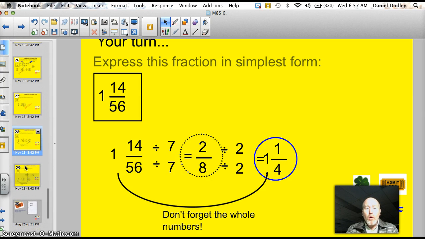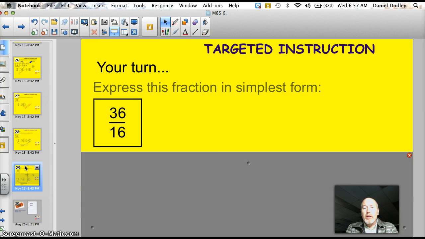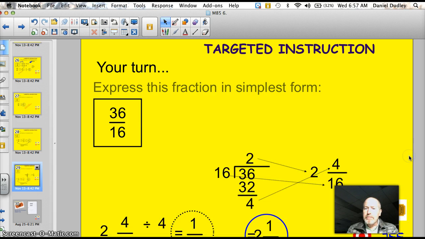All right, and one other problem for you to try. Express this fraction in simplest form, 36/16. Now I've given you an improper fraction. Let's see if you know what to do with it. Okay, I'm back. Let's see.